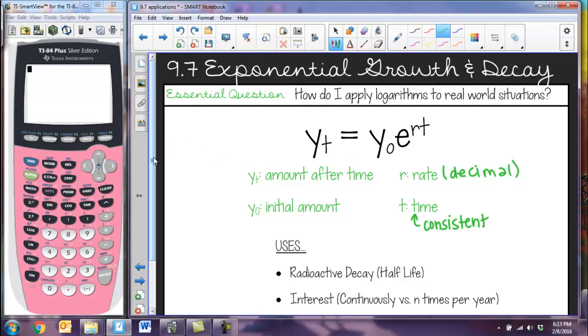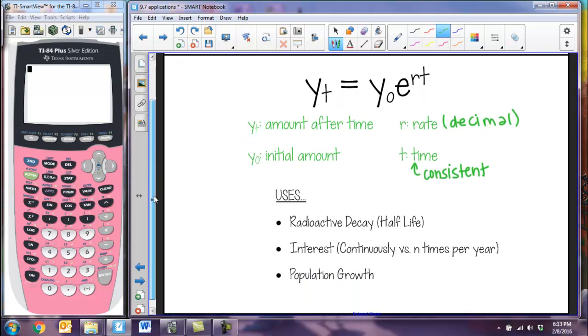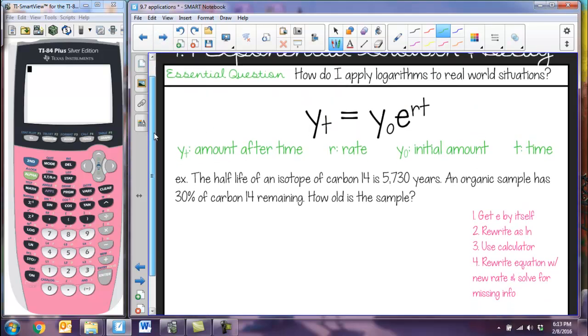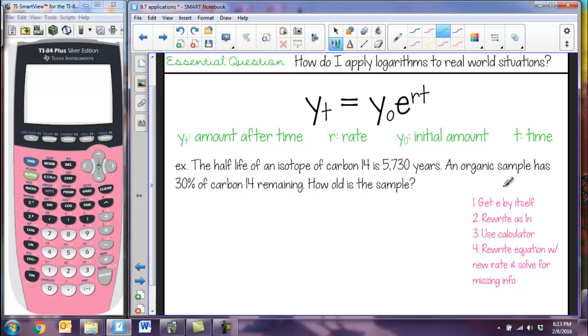throughout your problem. Okay, there are a bunch of uses for this, and you may have seen some in your physics or chemistry classes. The half-life formula for radioactive decay, for interest when you're compounding and finding money in your bank account continuously, you're going to use a different formula than in times per year. That's just saying I'm going to compound it every month or something like that. And then finally, population growth, that usually models that exponential growth thing. So let's do an example problem. Okay, again, these are all of the important things you need to know as we're solving this problem.